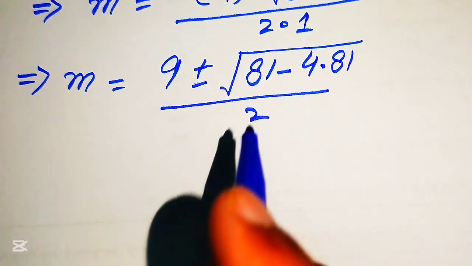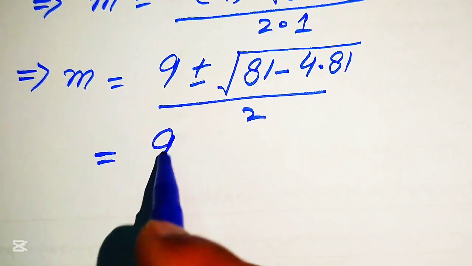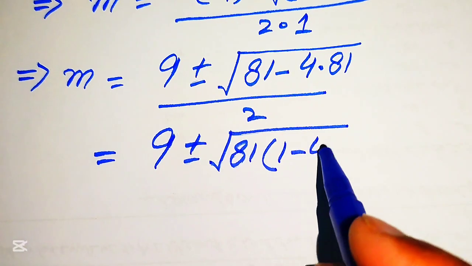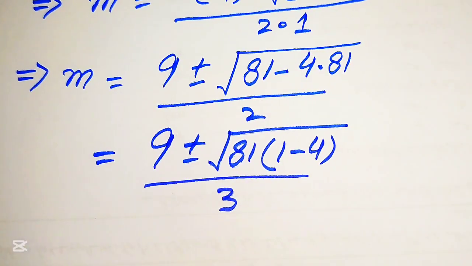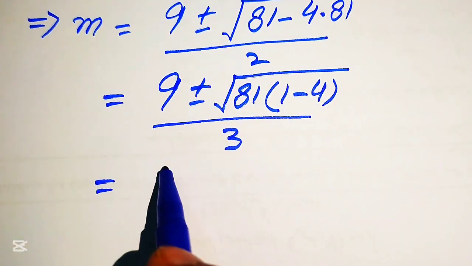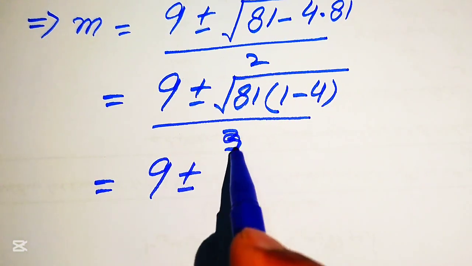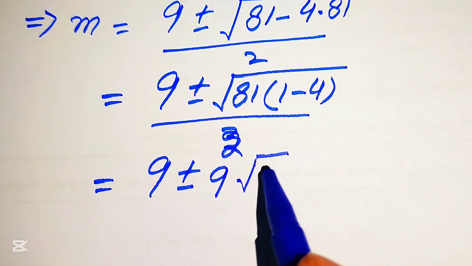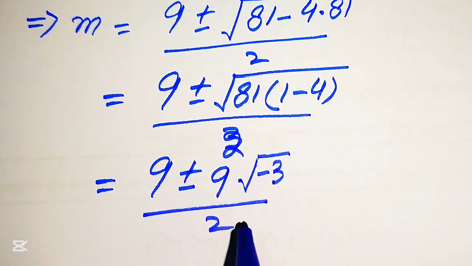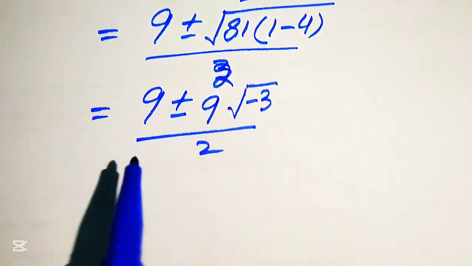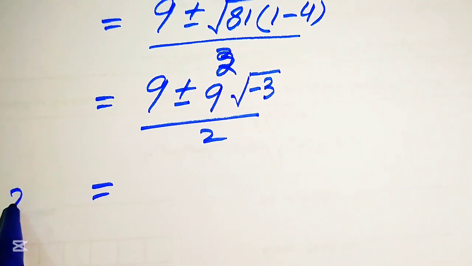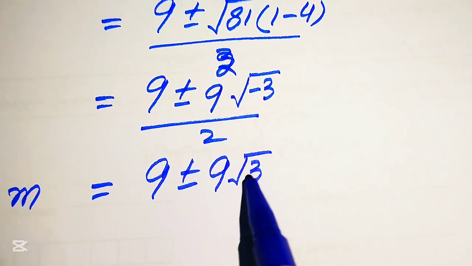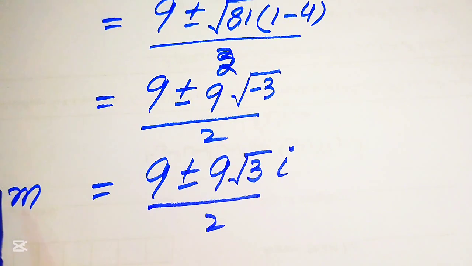In both of these terms we have 81 as a common term, so we take 81 common and the remaining values are 1 minus 4. So this is 3, plus or minus the square root of 81, which equals 9, and 1 minus 4 equals square root of minus 3, divided by 2. So we obtain the two values of m as 9 plus or minus 9 times the square root of 3 times iota, divided by 2.